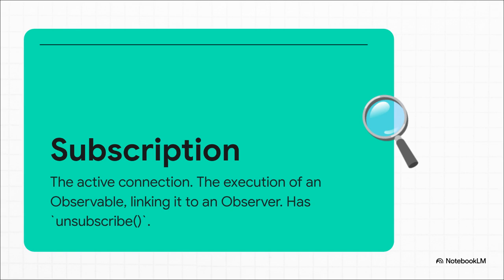And finally, we have the subscription. This is the magic piece that connects the blueprint to the worker. This is you walking up and pushing that big green on button for the conveyor belt. The subscription is what kicks off the entire flow. And just as important, it's what gives us the big red off button, that crucial unsubscribe method.